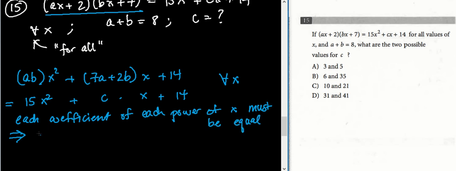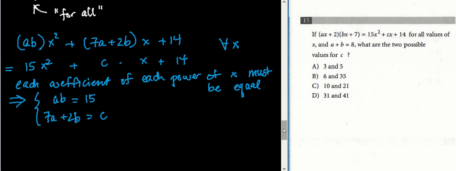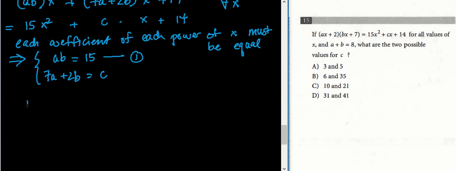And if that's true, then we can say that ab is equal to 15 and 7a + 2b is equal to c. And luckily, not luckily, but this has to be true: 14 has to be equal to 14, so we don't have to write that out. But this is the reason why we need this condition to be true, because it allows us to take this logical step, which allows us to make this statement. And now, if we look at this statement, let's call this equation 1.